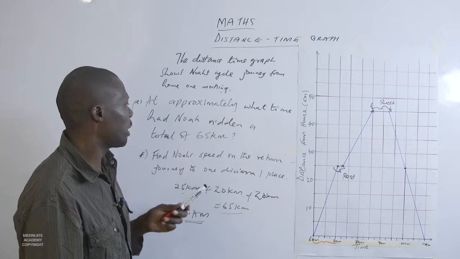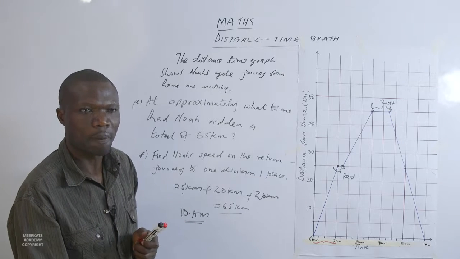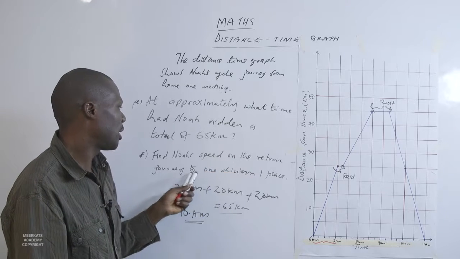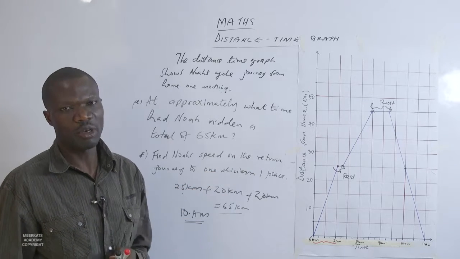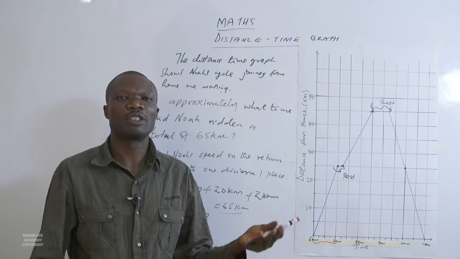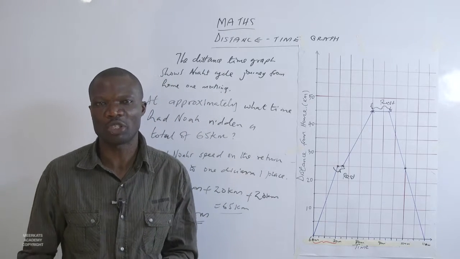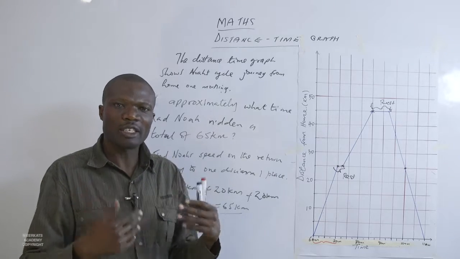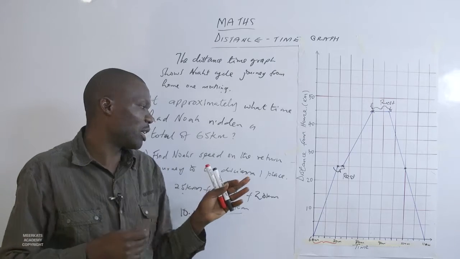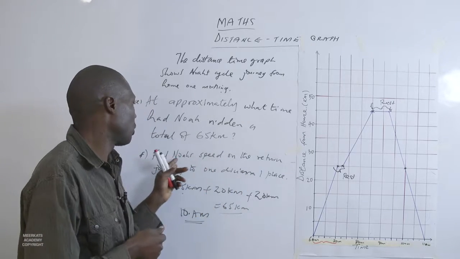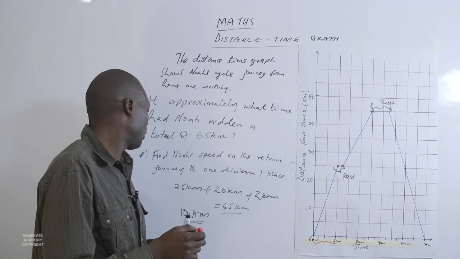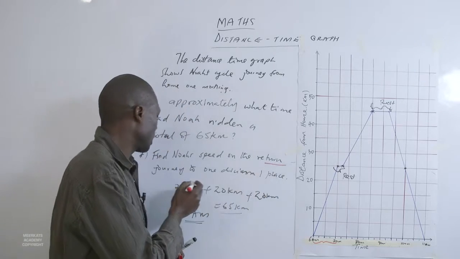Now, we need to look at the return journey. Find Noah's speed on the return journey to 1 decimal place. Now you see that as much as we are looking at the graphs, it is also reminding us about fractions. It is also reminding us about decimals. So the question here is asking us to round off to the nearest 1 decimal place when we look for Noah's return journey. The word that is very important here is the return journey.